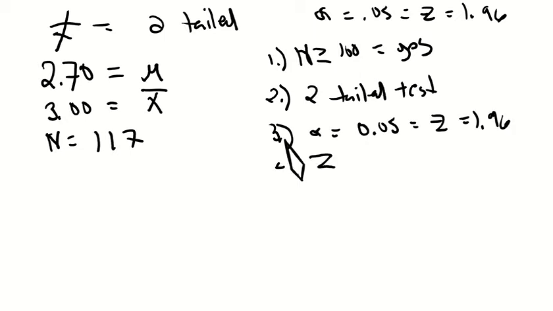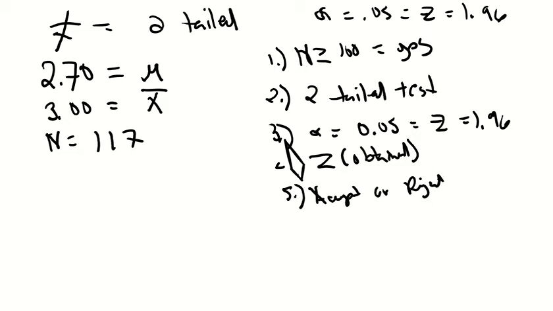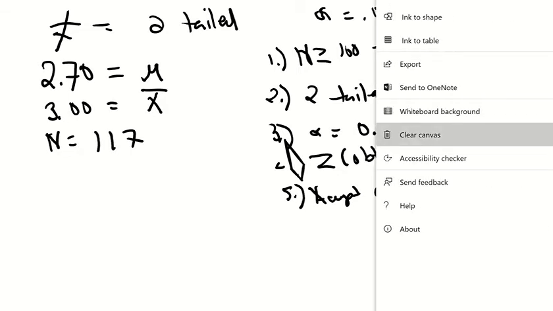The next step is the z obtained formula. And our last step is to determine whether or not we accept or reject the null hypothesis. Okay, great. So let's move on to the actual steps. We've done steps 1 through 3, so let's move on to step number 4, z obtained.